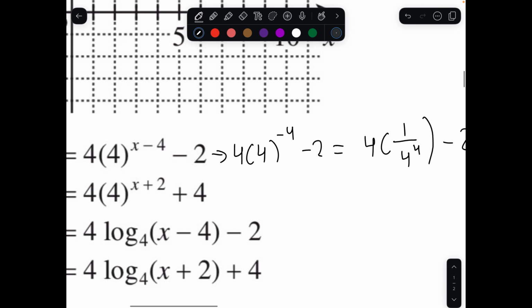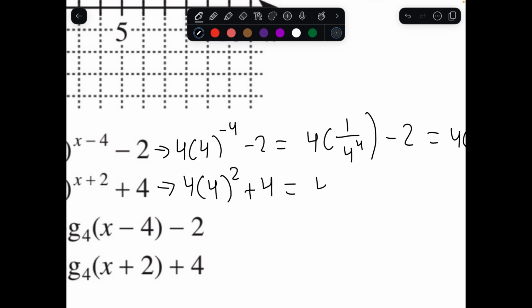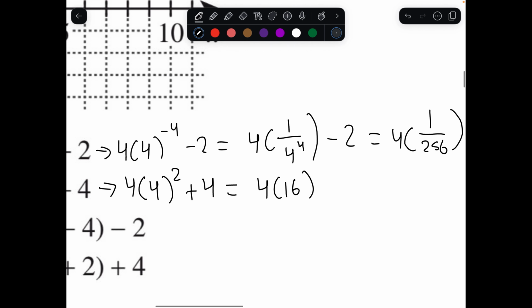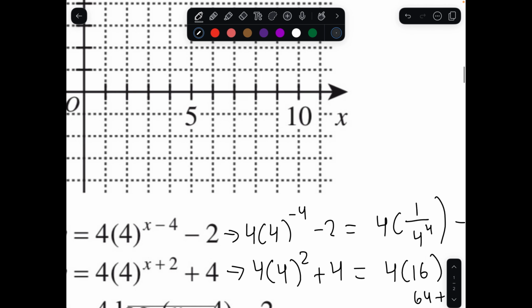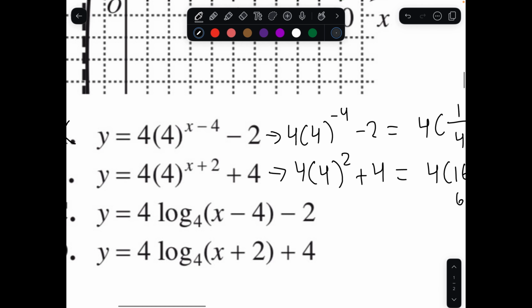Let's move on to B, which says 4 times 4 raised to the power of x plus 4. And if I plug in 0, I get 2 plus 4, right? Remember, this is 4 times 4 raised to the power of 2, which is 16. And remember, we're looking for 6. 4 times 16 is 64, plus 4, that is 68, right? And that does not match what we're looking for. We're looking for 6. On to the next one.